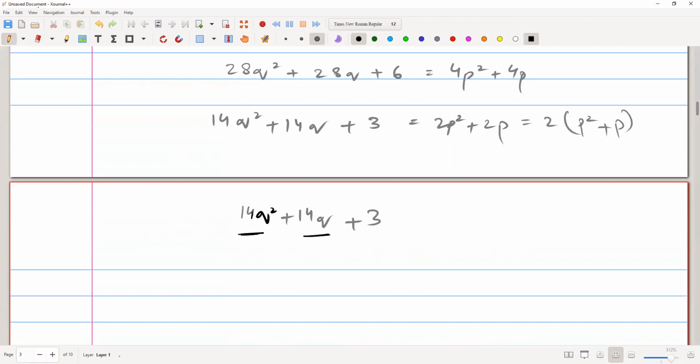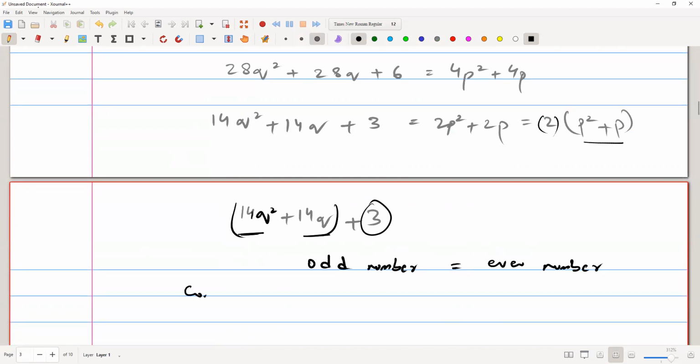Even plus even, this whole thing is even. But if we add 3 to any even number, we are going to get an odd number. So the left hand side is an odd number. And on the right hand side, we have p squared plus p, whatever this number is, but when it is multiplied by 2, we will get an even number. So this is a contradiction, an odd number equals an even number.